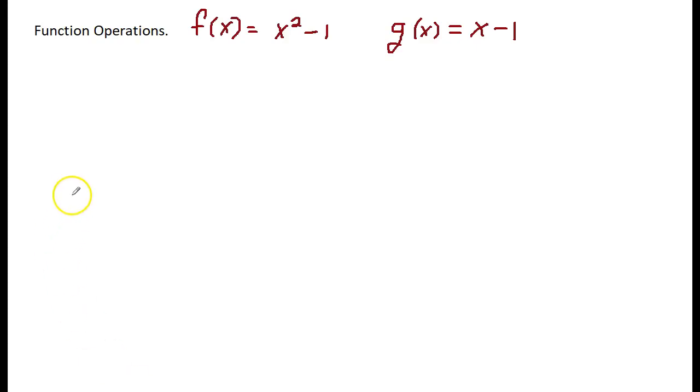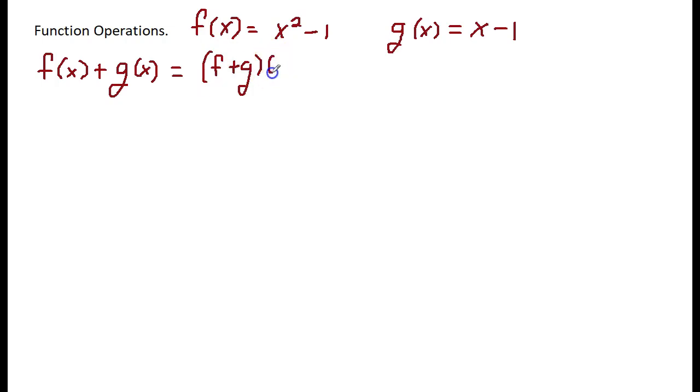Hi, in this video we are going to look at function operations. So our first operation that we're going to do is addition. So I'm going to add f of x plus g of x. Now you might see it written this way, and our textbook writes it this other way. Let me show you. They just say f plus g in parentheses of x. Those are the same thing.